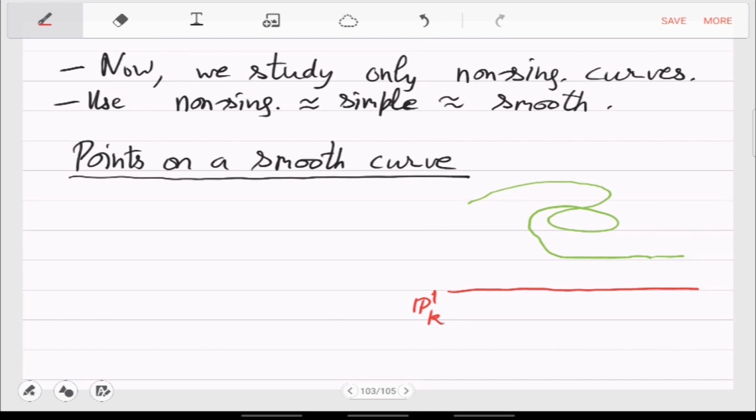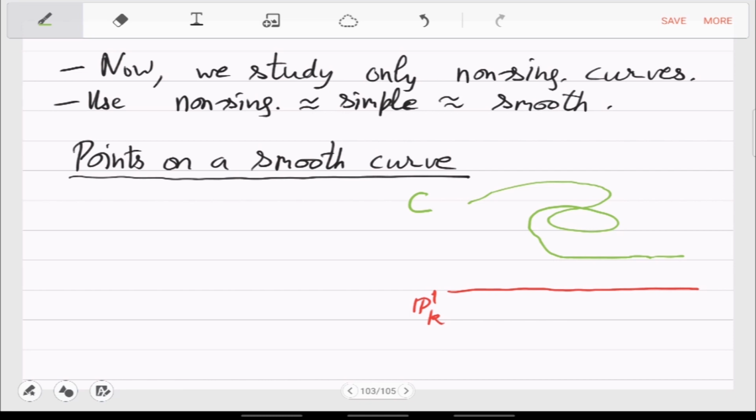And this is the curve. So the curve is smooth. We can see the curve as a cover of the projective line. So we want to describe what it means.